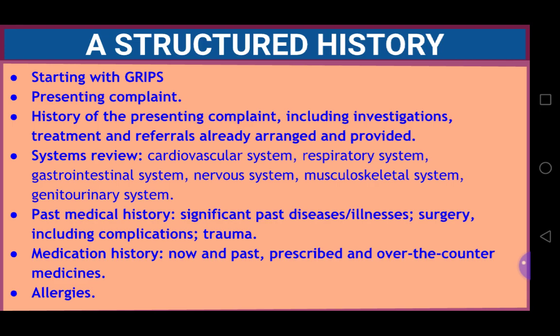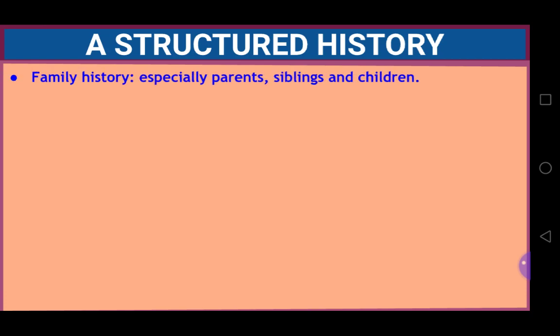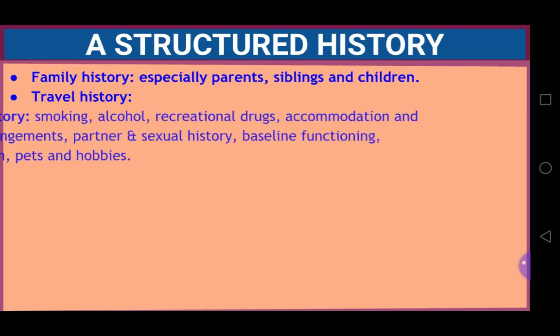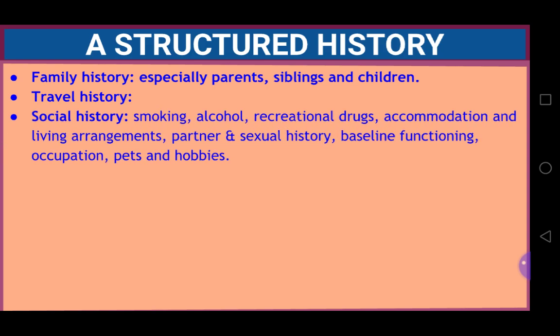Next comes family history, especially parents, siblings, and children, which means blood relations. Travel history is also important in many cases. Then social history, which includes lifestyle history, including smoking, alcohol, recreational drugs, accommodation and living arrangements, partner and sexual history, baseline functioning, especially in elderly patients, then occupation, pets, and hobbies. All this is included in social history. Don't forget to ask about anything else. Ask the patient, is there anything else which the patient wants to tell you?